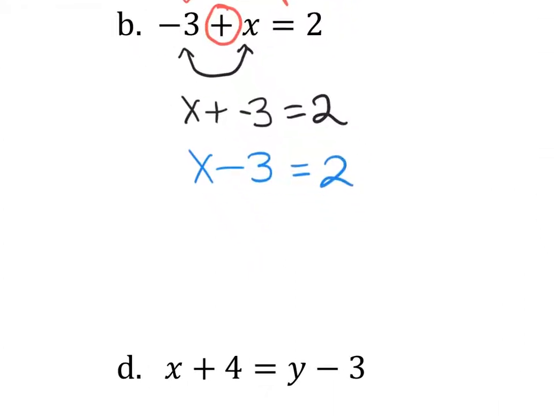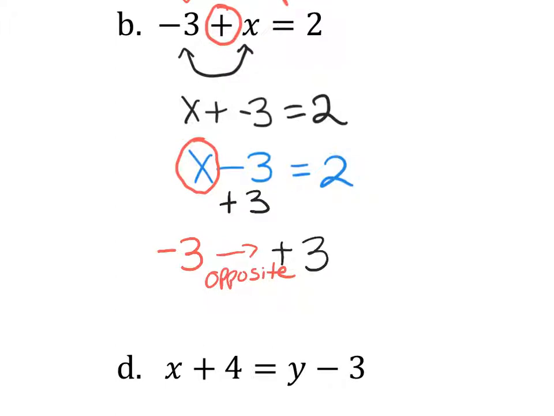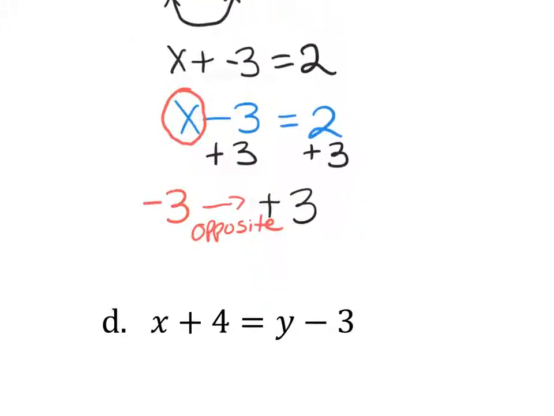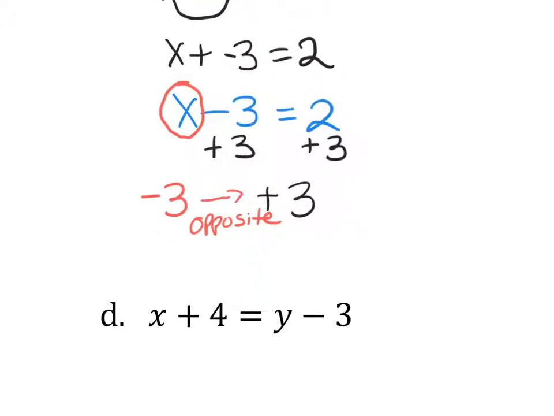And now we're still trying to get x by itself. So right now, there's the minus 3 that is preventing the x from being alone. And in order to undo that, we have to do the opposite. And what is the opposite of subtracting 3? Adding 3. So we'd add 3 to both sides. So negative 3 plus 3 would give us 0. That's why we're just left with x equals 2 plus 3, which is 5.